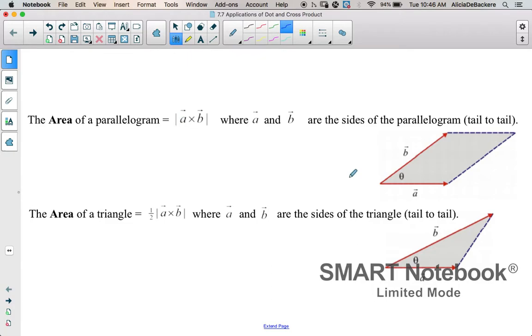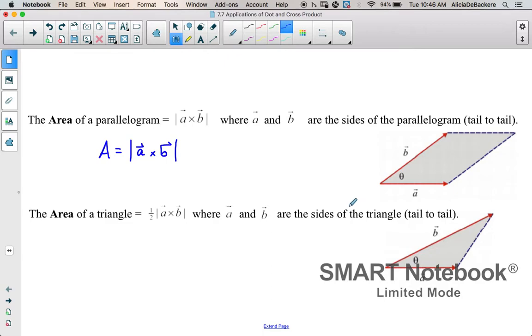So we're going to look at the area of a parallelogram, and two of the sides of the parallelogram are formed by the vector A and the vector B. So they're going to be the two of the sides that touch each other, and you can kind of see that the other sides would also be vector A and vector B if I were to slide them over. If I want to find the area of that parallelogram, I just do the magnitude of the cross product, where A and B are the sides, and theta, again, is the angle in between them.